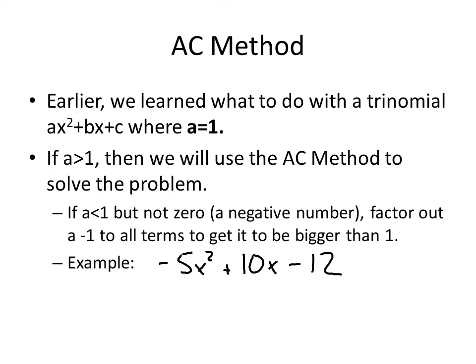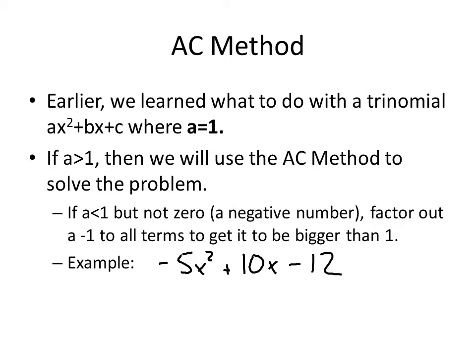When a is greater than 1, we're going to use the AC method to solve a problem. So when it's equal to 1, we could just use the a equals 1 method. The AC method is what we're going to use for a greater than 1. Now, if a is less than 1, we're also going to use the AC method, but we're going to have to do a little bit of work ahead of time.